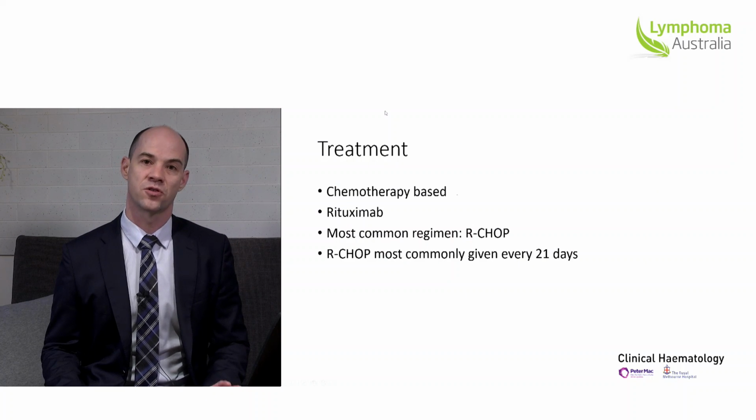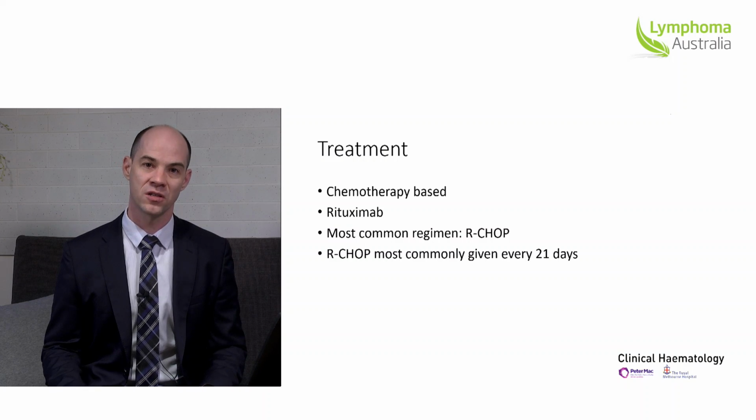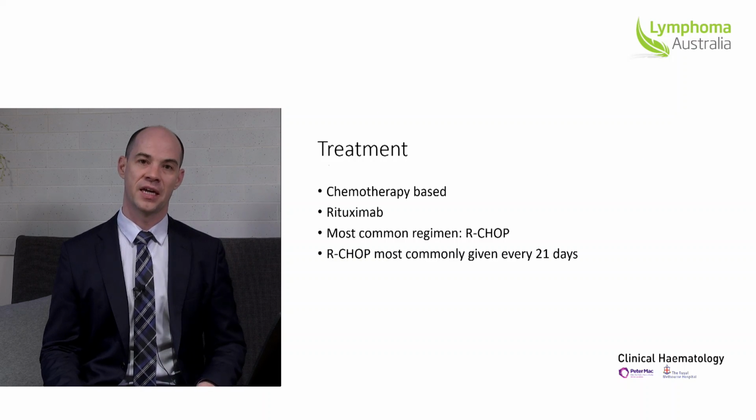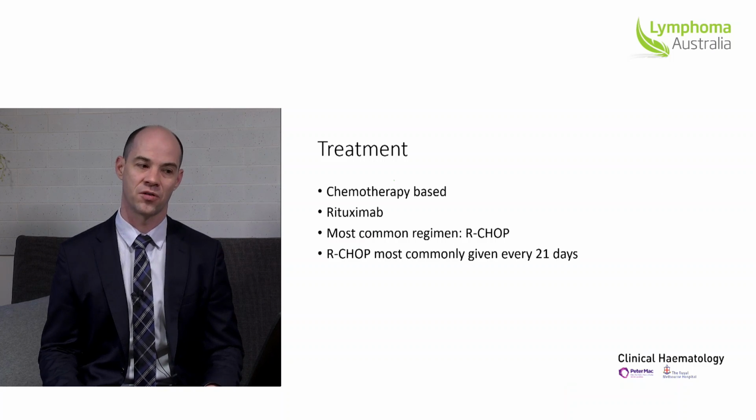Now, the principles for treatment for double-hit lymphoma and diffuse large B-cell lymphoma overlap a lot, and I'm going to talk first about diffuse large B-cell lymphoma. And the key principle to understand here is that diffuse large B-cell lymphoma is treated with chemotherapy as the backbone.